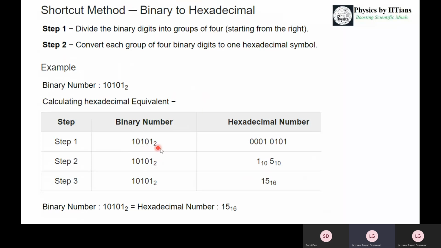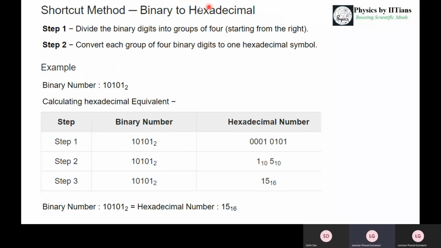10101 can be grouped in 4 digits, like the first group will be 0101 from the right side, and the single 1 can be written as 0001. So we have the group of 4 digits. The decimal equivalent of this will be 1 and the decimal equivalent of this will be 5. So 15 in the hexadecimal number system represents 10101 in the binary number system.